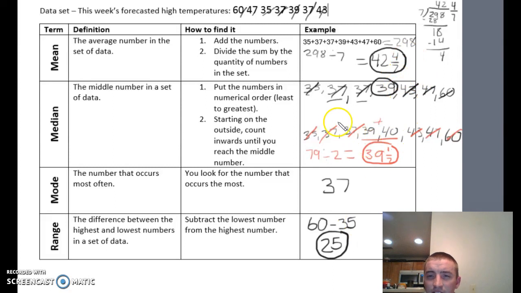And if you take a look at your answers, 42 and 4/7, 39, 39 and a half, and 25, they're all pretty close to the actual set of data. So if you get a number that's way off, that's not close to 35 to 60, then we did something wrong. But now it's your turn to practice. Feel free to come back and watch this video if you need help.